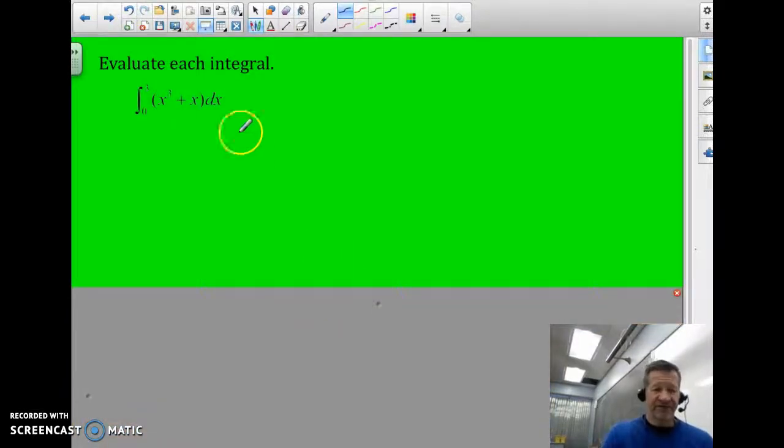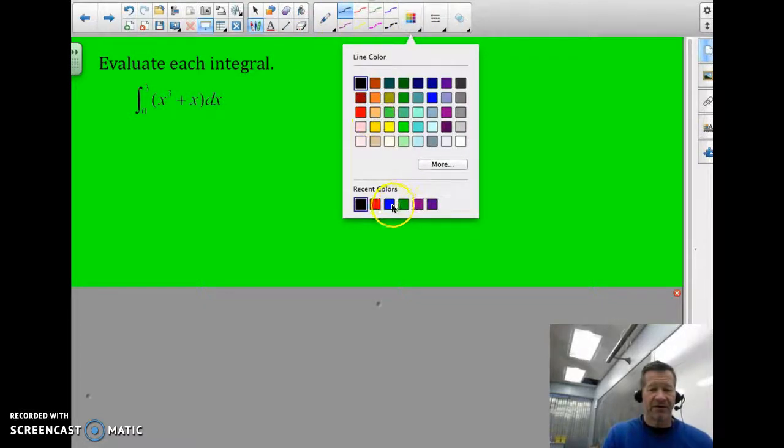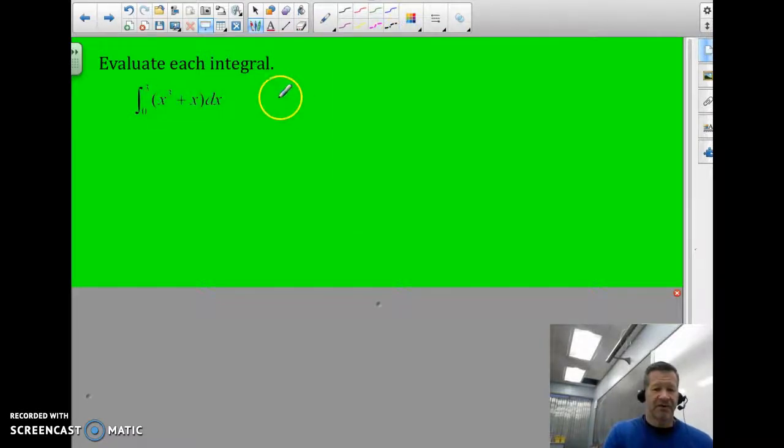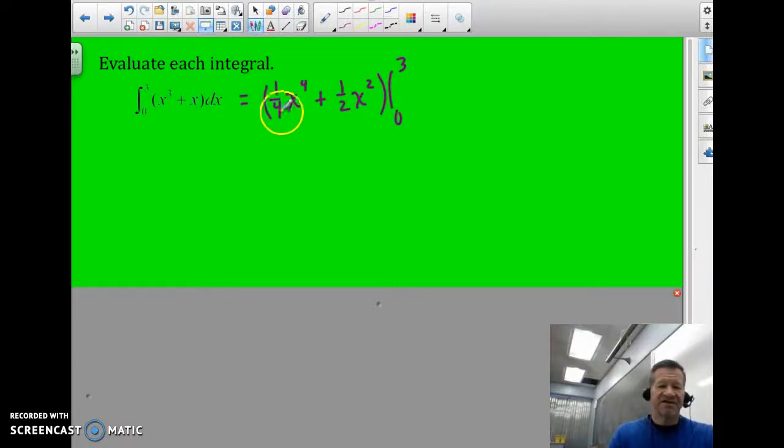Okay, let's evaluate some definite integrals. As we've done earlier, for the antiderivative here, I'm just going to have to reverse the power rule. Let me grab a different color here. Let's go purpley. So x to the third: we add 1 to the exponent and multiply by the reciprocal. Plus, again, add 1 to the exponent and multiply by the reciprocal. And I want to evaluate this from 0 to 3. So this is the antiderivative.